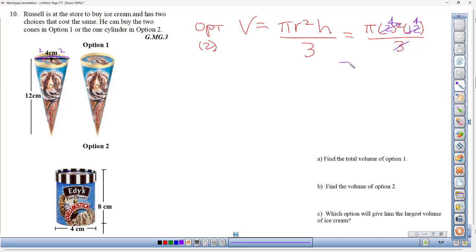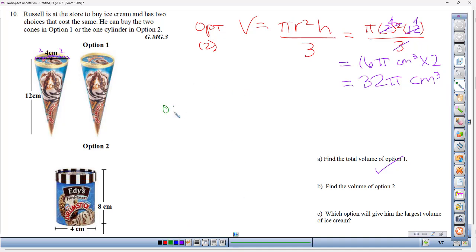2 squared is 4, so that just came out to be 4 times 4, 16 pi centimeters cubed, but there's 2 of them, right? 16 pi centimeters cubed for just 1 cone, but there's 2. So what is 16 times 2? 32 pi centimeters cubed. And I've got the volume of option 1, the total volume with both cones.